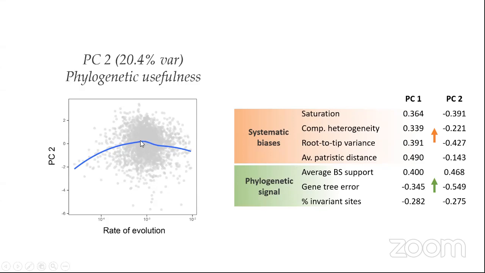If anything, it's targeting intermediately evolving genes. And you can see here on the right the loadings of the different variables. What PC2 is doing is giving us access to genes that have a lot of phylogenetic signal, but it's simultaneously targeting genes that have low systematic biases across all of these proxies. And so we truly believe that PC2 is some sort of axis of phylogenetic usefulness.